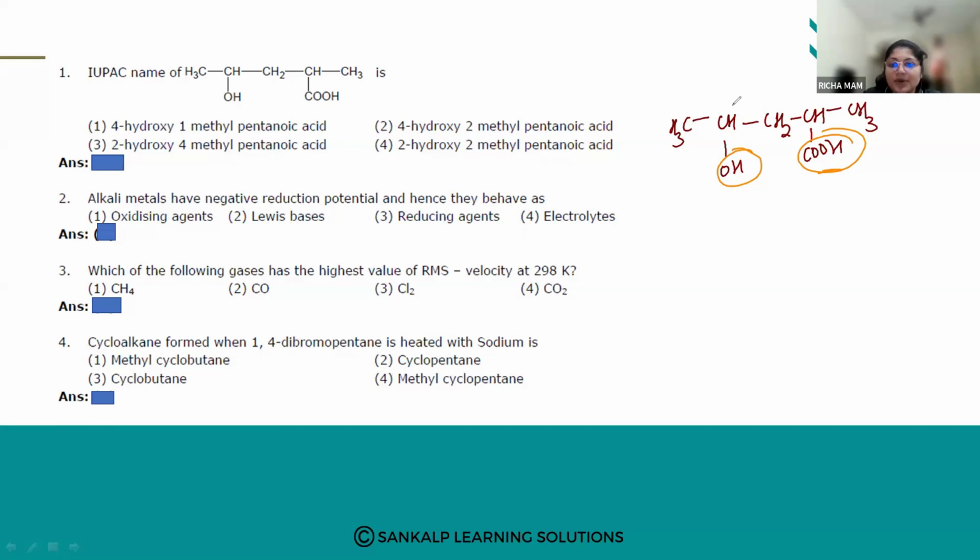So how are we going to name this compound now? Start numbering the compound. As I mentioned, your carboxylic acid will be the parent chain, so your parent chain should get the lower number. If I number from here, it will get 2. If I number from this side, 1, 2, 3, and 4, the carboxylic acid will get the higher number. So let us start numbering from the right hand side: 1, 2, 3, 4, and 5.